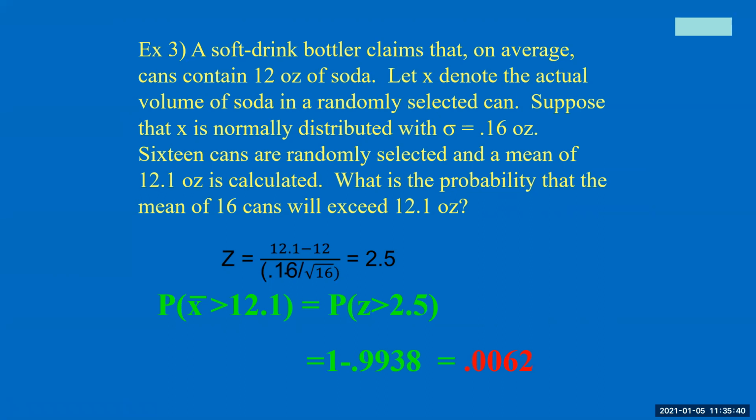So this problem is asking us to find the probability that x is greater than 12.1. That means we are looking for the probability that z is greater than 2.5. And since it is greater than, we subtract from 1. Look inside the z-table. Area to the left of 2.5 should be 0.9938. But again, we're subtracting from 1 since it is greater than. And our final probability should be 0.0062. So very, very small. The probability that the average of 16 cans will exceed 12.1 when we want it to be 12 is approximately 0.62%, which is good.